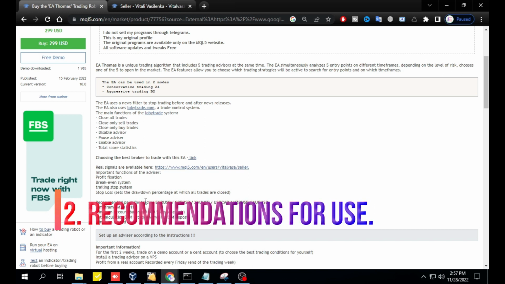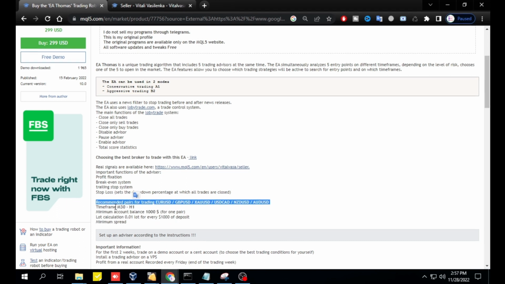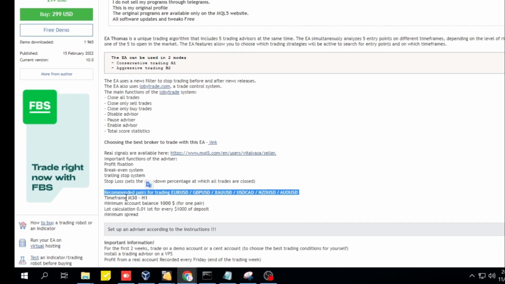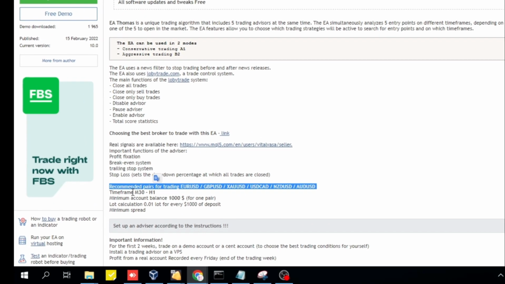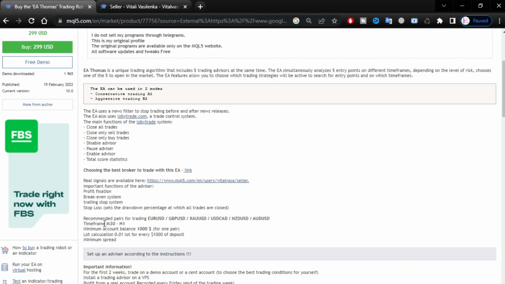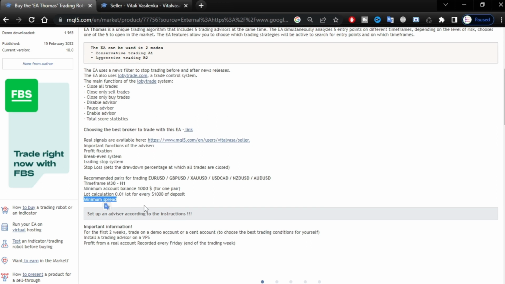Two. Recommendations for use. This Forex expert advisor can work on Euro to US dollar, Pound sterling to US dollar, gold ounce per US dollar, US dollar to Canadian dollar, New Zealand dollar to US dollar and Australian dollar to US dollar pairs. The recommended time frame is M30 and H1, with a minimum capital of $1,000 for one pair. Lots will increase every $1,000, starting from 0.01 lots. A broker with low spread type is recommended.